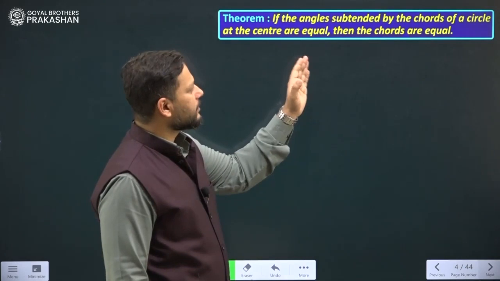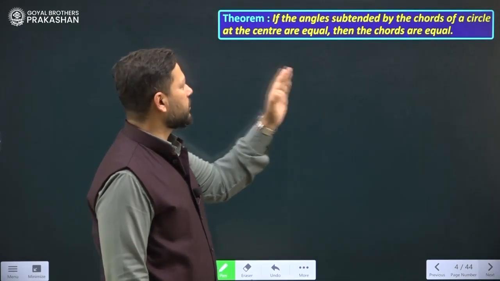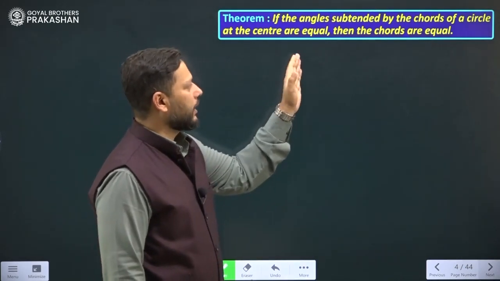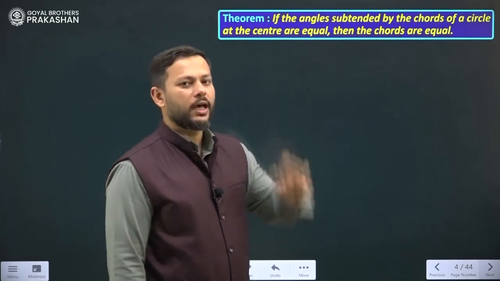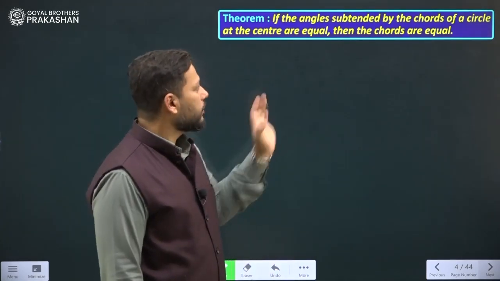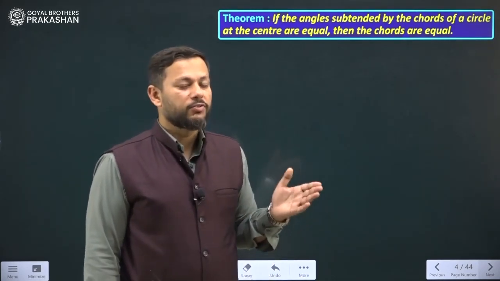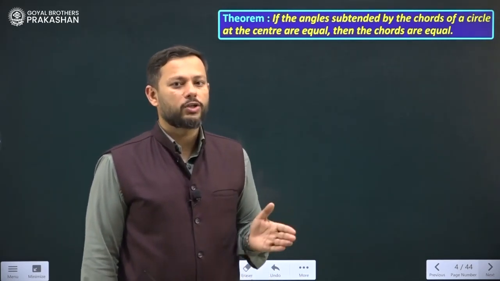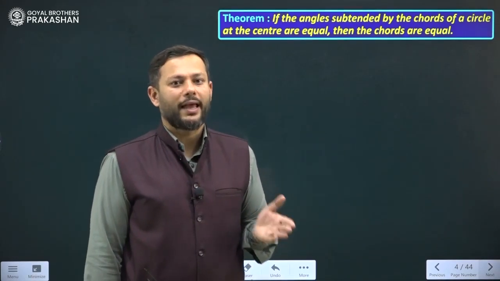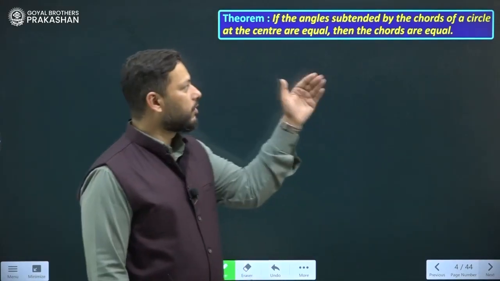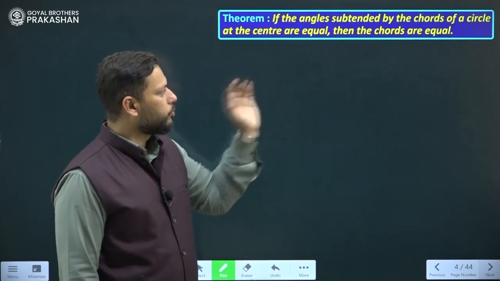If the angles subtended by the chords of a circle at the center are equal, then the chords are equal. So if I look at this theorem, it seems to be the converse of the theorem which we know, that equal chords of a circle subtend equal angles at the center. So this is the converse of that theorem. Let us also prove this.